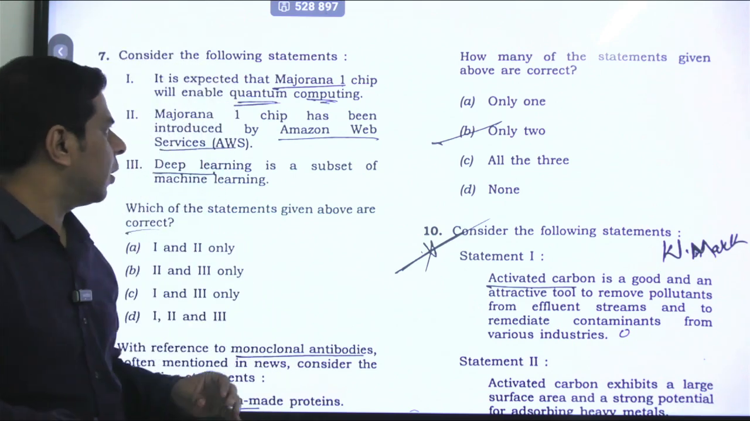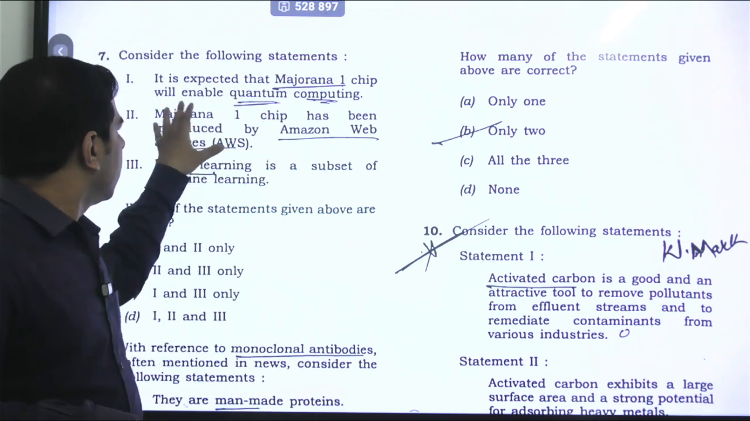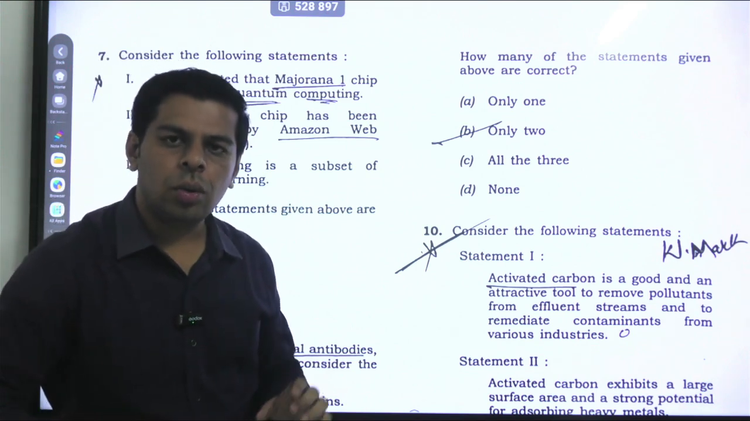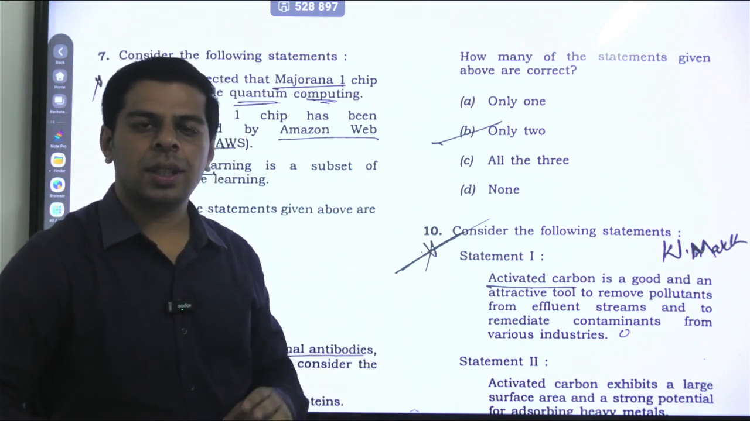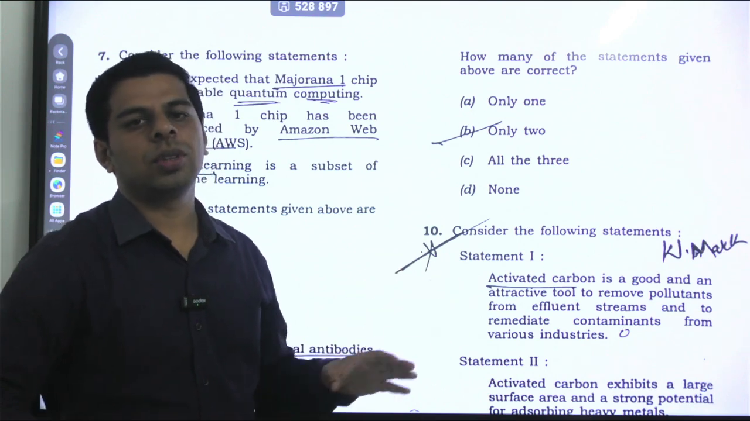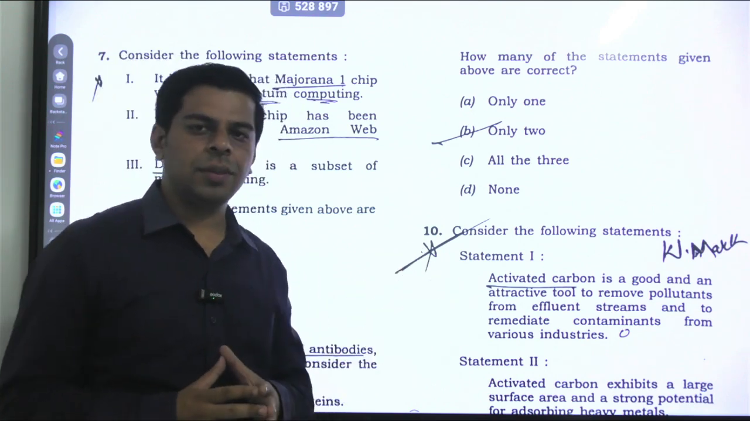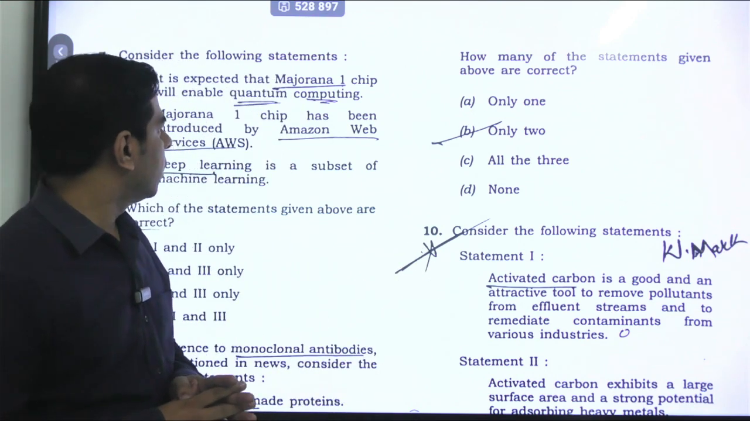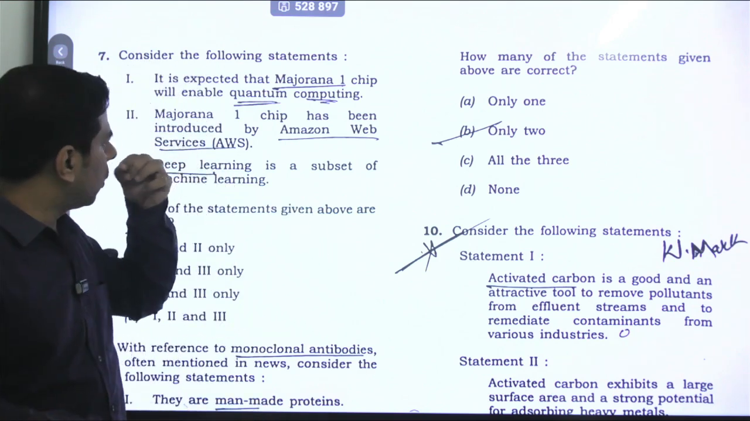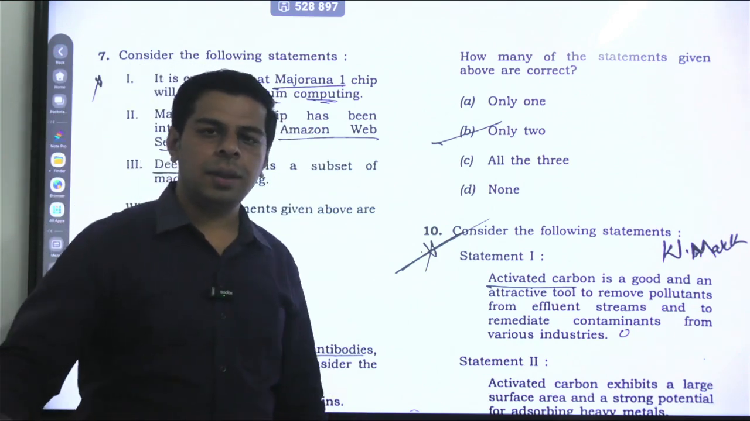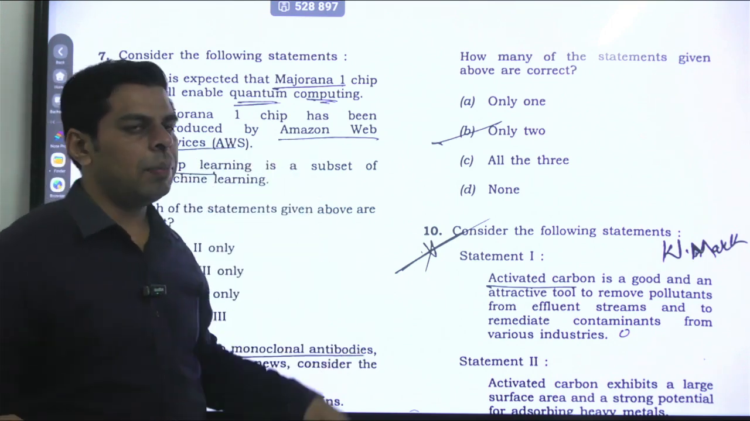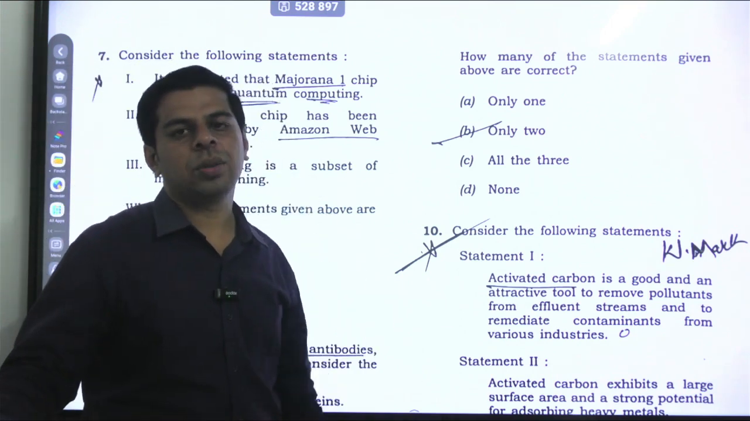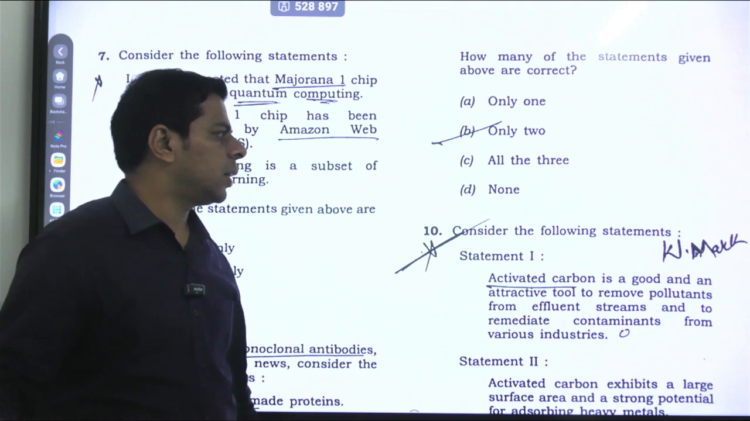We covered in current affairs that the Majorana chip will enable quantum computing. We all know 2025 is the year denoted to quantum technologies, and India's ambitious mission is also underway, the National Quantum Mission, which we have already allocated the theme. So this is quantum computing that could be directly linked. It made headlines as well. But the catch is it was built by Microsoft, not Amazon. So they have made a factual interchange in the statement too.